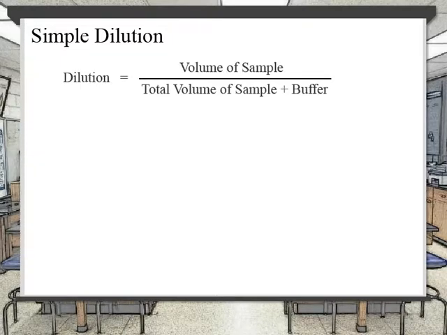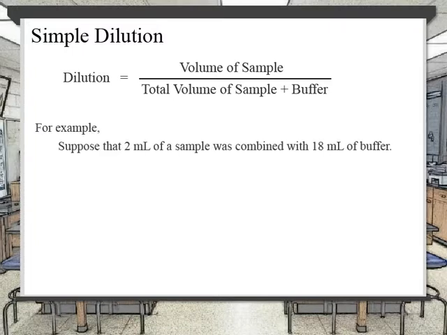For example, if we are preparing a serial dilution, we go ahead and fill a number of tubes with the amount of buffer that we are going to be using. Suppose the first tube has 2 milliliters of sample and 18 milliliters of buffer. To calculate this dilution, we would take the volume of the sample, which is 2, and divide that by the total volume, 2 plus 18, which is 20. This simplifies, and we can reduce that down to 1 over 10.